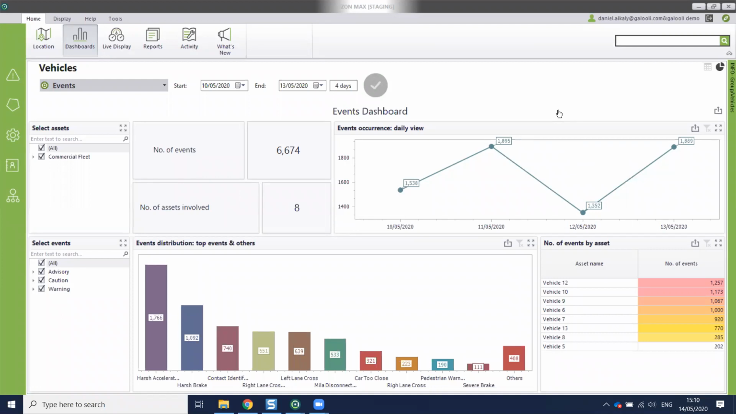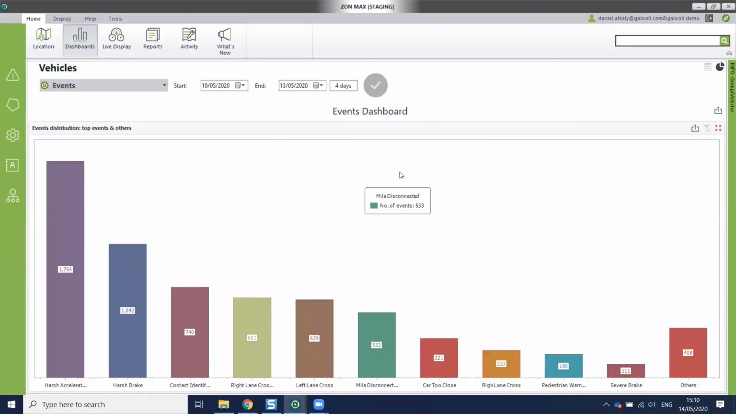But I'm not sure that's the most important thing for you. I think what really matters to you is what actually events were triggered. And for this, we have this graph here, the events distribution graph, which displays all the top events. And this is a very convenient way to very quickly and very easily identify where you really need to put your focus on.